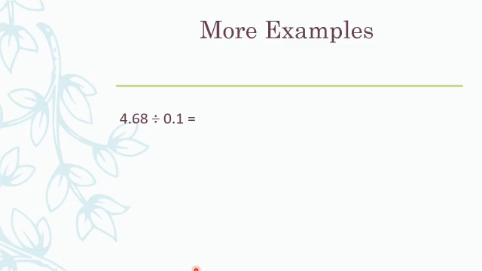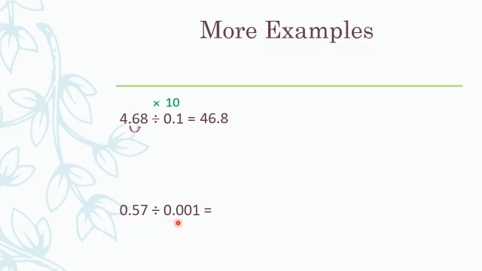4.68 divided by 0.1. In order to solve, as we know, we are going to change this decimal number into a whole number and flip the operation. Instead of writing another step beside it, I'm going to write the answers above. So the divide will be times and 0.1 will be 10. So we have 4.68 times 10. Since we are multiplying by 10, the decimal point here will be moved one step to the right. So the answer is equal to 46.8.